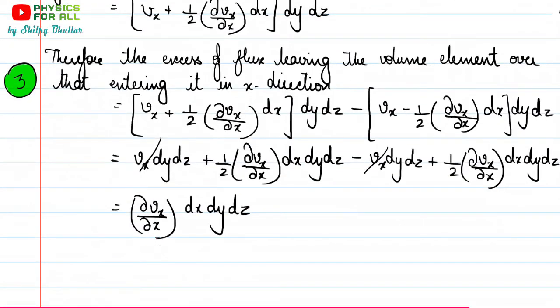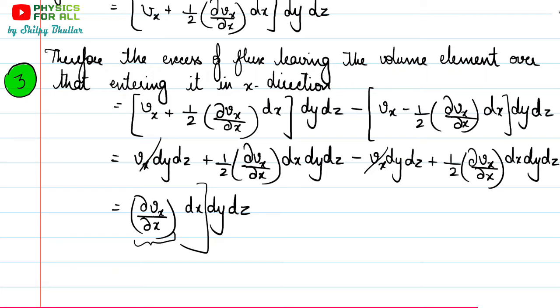From here the final answer we got was curly Vx upon curly x dx dy dz. So that means when you consider the change along the x direction, this quantity matters. The rest, you will get all three directions involved. You will get dx, dy, dz because we started with this, but dy and dz got multiplied. So overall in the answer we have dx, dy, dz, but the only thing that is different is curly Vx upon curly x.